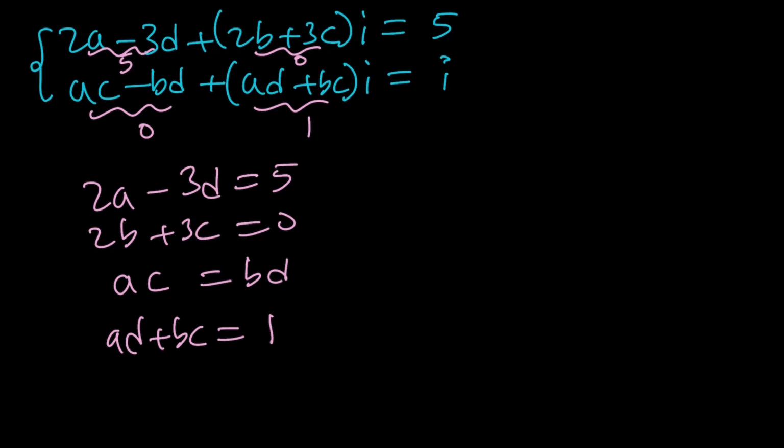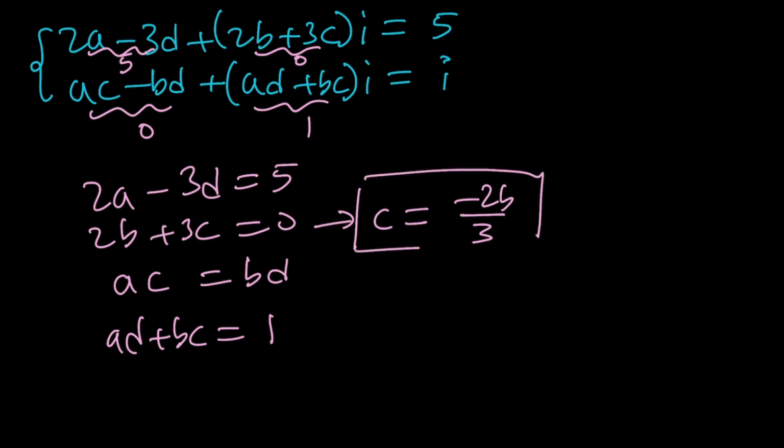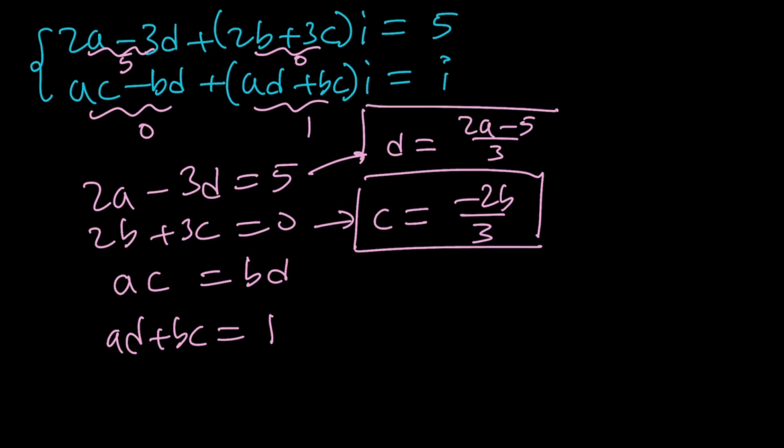Okay, so now notice that from the second equation we can solve for b or c. Let's solve for c. We can write c as negative 2b over 3, right? And then from the first equation we can solve for d. That's going to be (2a minus 5) over 3. So these will come in handy when we start solving the equations.